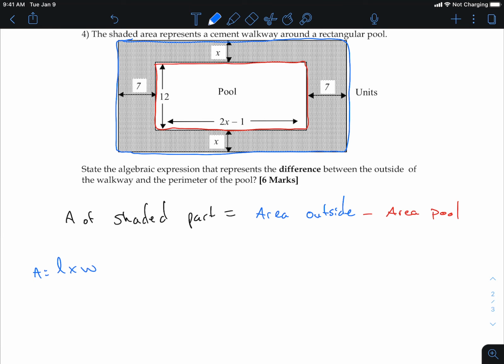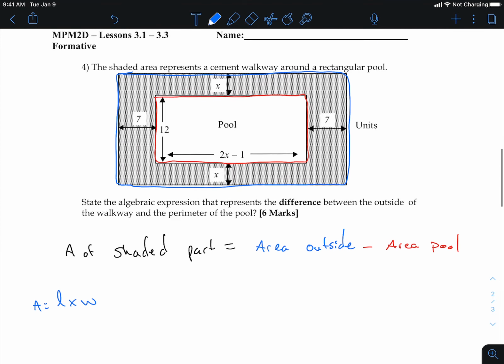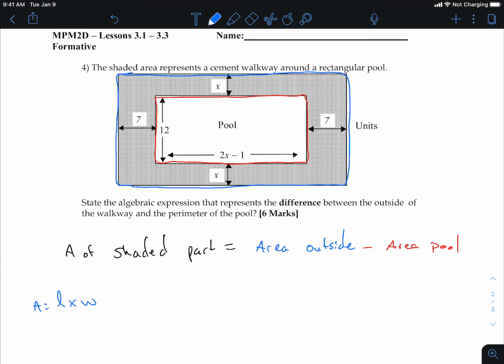Okay? Remember, I'm doing this in blue on purpose, right? So all the stuff I'm doing in blue is for the outside. You can denote this how you choose on the test. If you say area outside equals whatever, right? But what is the length? The length of the outside edge. So I'm specifically looking at this.